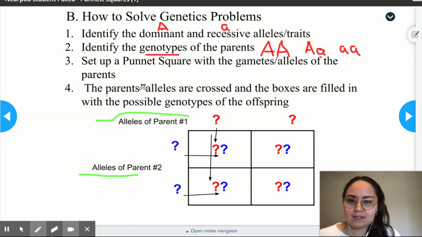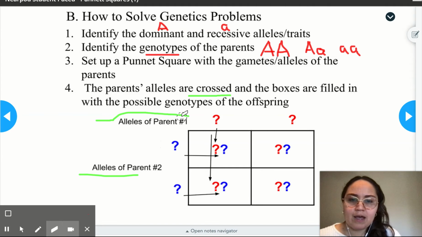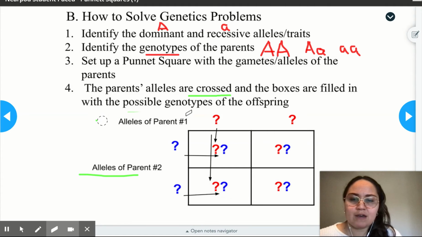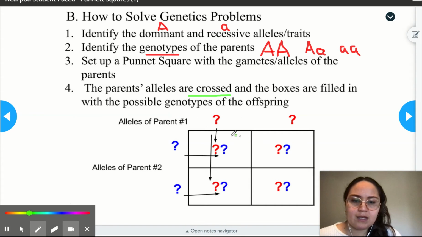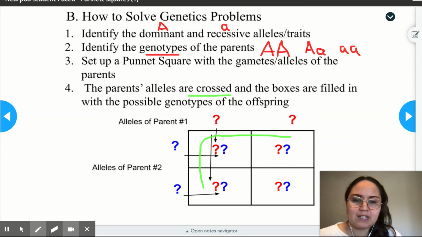So why is that the case? That's the case because the parents' alleles are then crossed and the boxes get filled in with the possible genotypes of the offspring. Let me erase this here. So if you take a look down in the Punnett square, these are all the possible combinations of alleles that the organism's offspring could inherit.